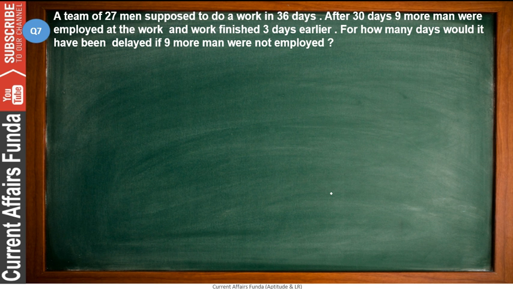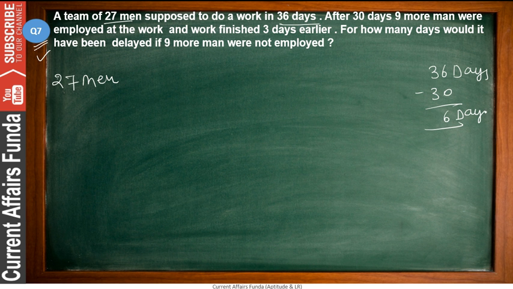Okay, so friends, let's go for the similar type of problem. Problem number 7 here. A team of 27 men can do a work in 36 days. The problem is really the same as problem number 6, but the data is different. So I'm solving for you. There are 27 men here, and they are taking 36 days, and after 30 days, that means 30 days will be deducted from here, 6 days will be remaining.